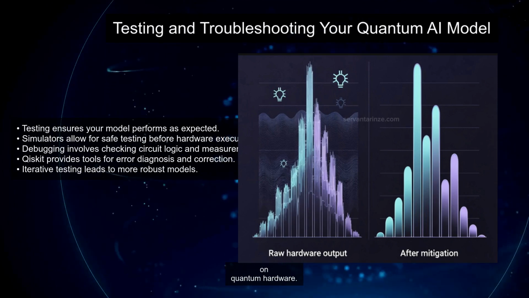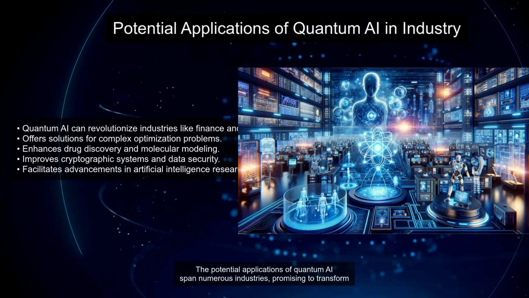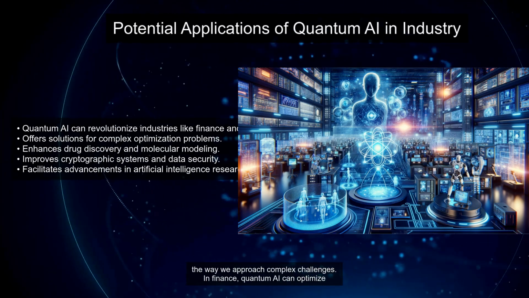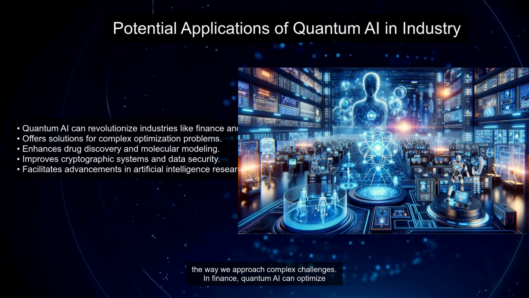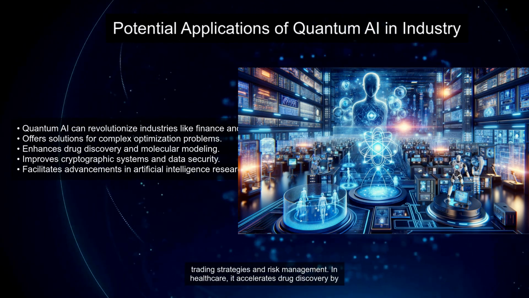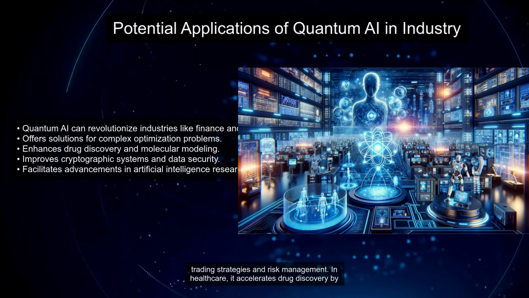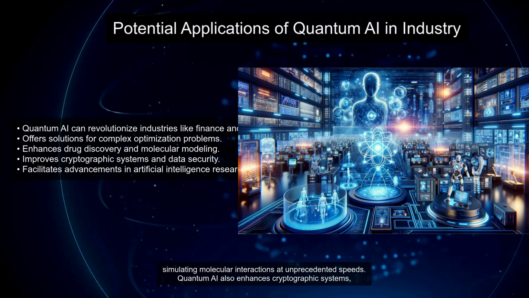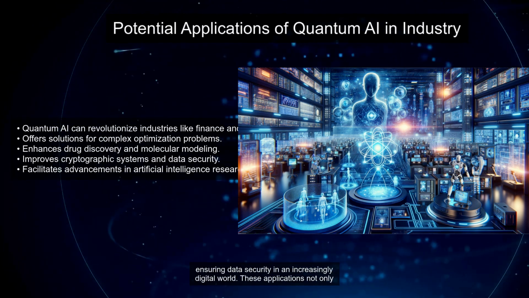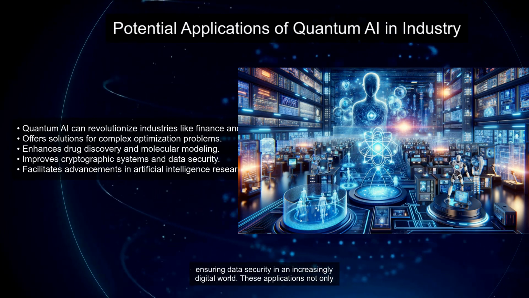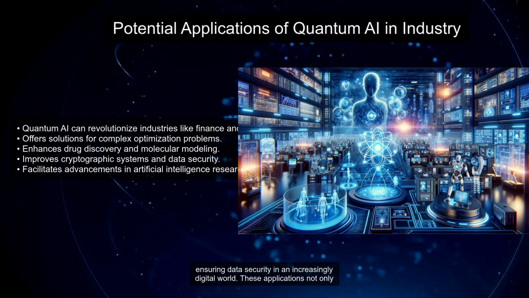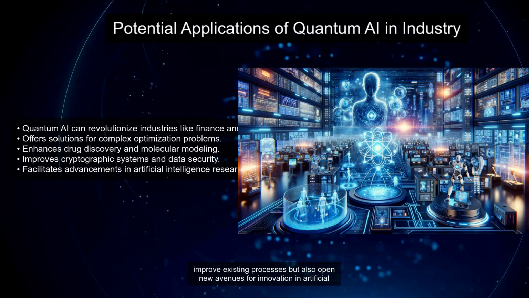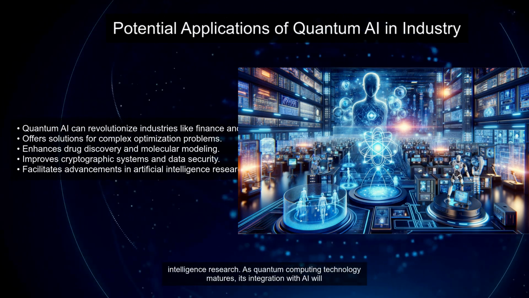The potential applications of quantum AI span numerous industries, promising to transform the way we approach complex challenges. In finance, quantum AI can optimize trading strategies and risk management. In healthcare, it accelerates drug discovery by simulating molecular interactions at unprecedented speeds. Quantum AI also enhances cryptographic systems, ensuring data security in an increasingly digital world. These applications not only improve existing processes but also open new avenues for innovation in artificial intelligence research.